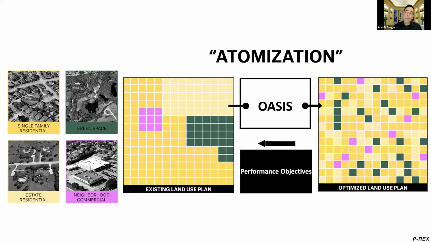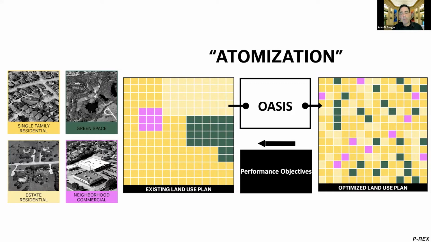Now, this is a really fascinating element of Oasis. What we discovered after running hundreds of these modeling runs, these various master plans, is that the tool, Oasis, essentially continually does the same thing. It breaks down these large single land use areas, which suburbia is known for, into much smaller land use clusters. And there's a reason for that.